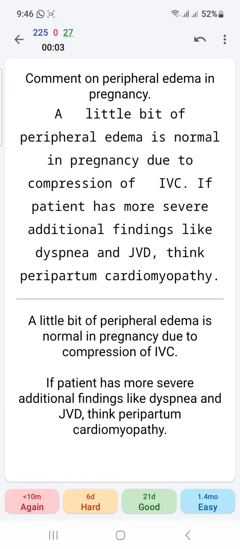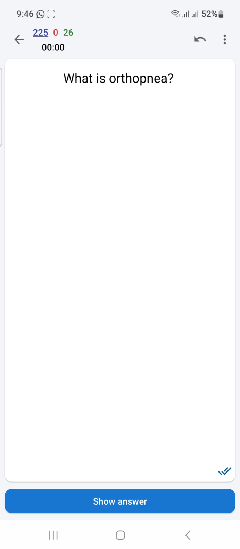A little bit of peripheral edema is normal in pregnancy due to compression of the IVC. If the patient has more severe additional findings like dyspnea and JVD, think peripartum cardiomyopathy. Easy. What is orthopnea?